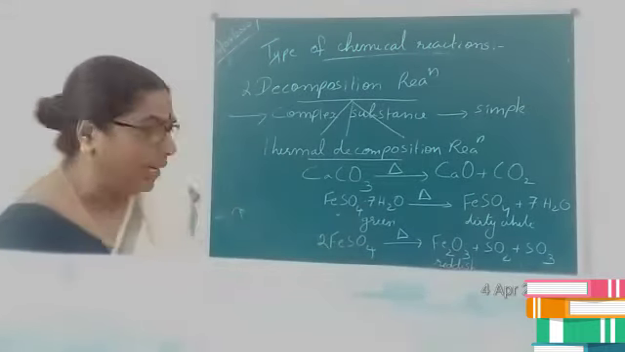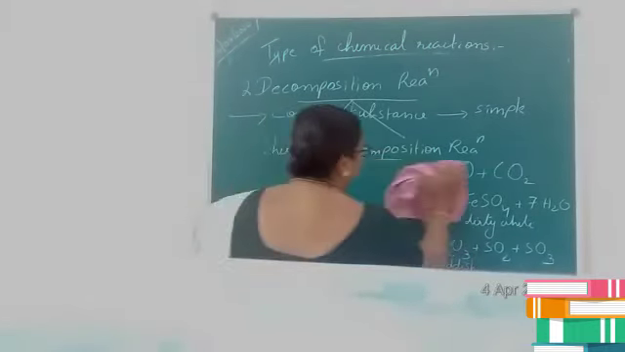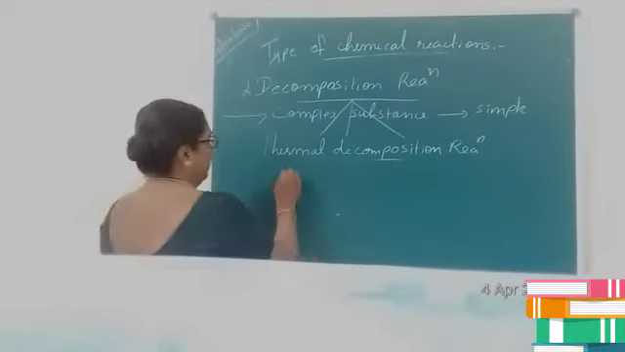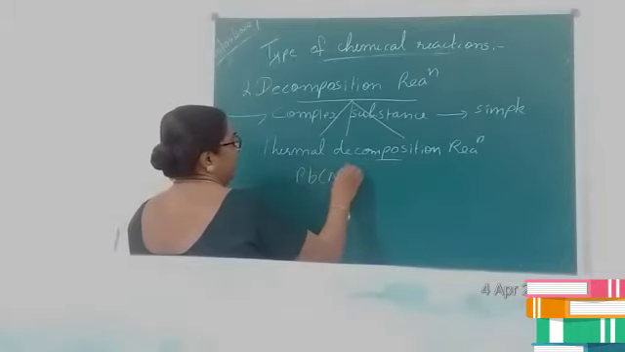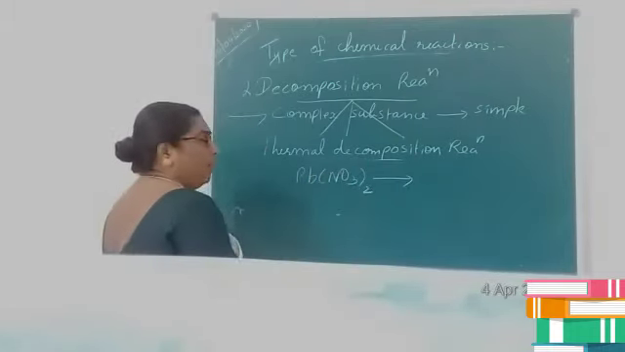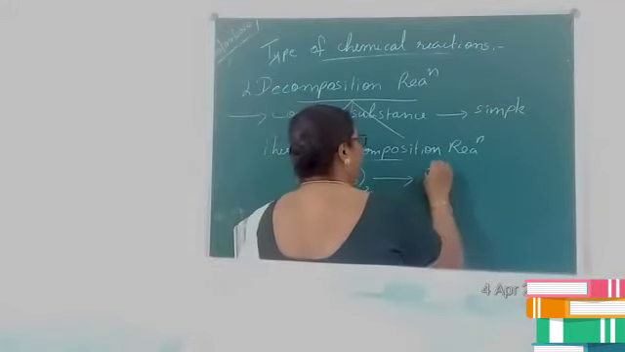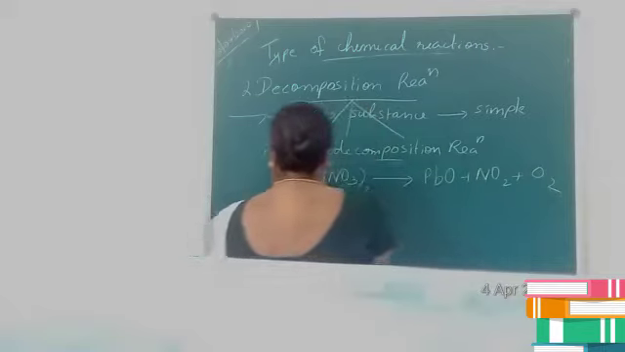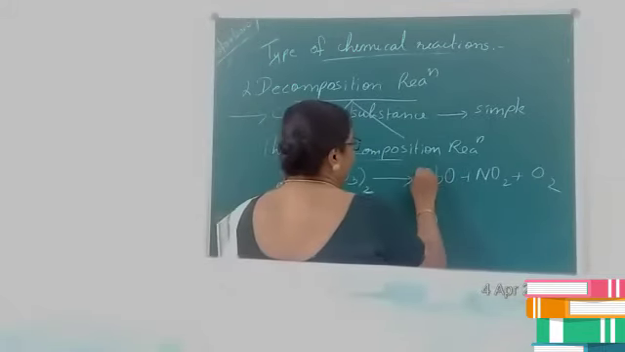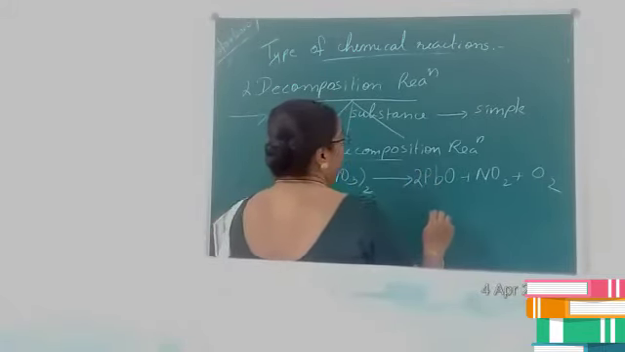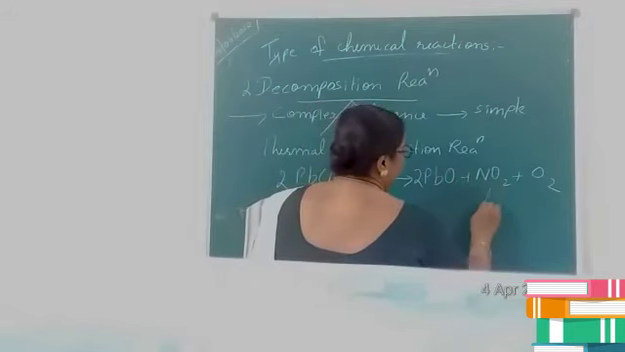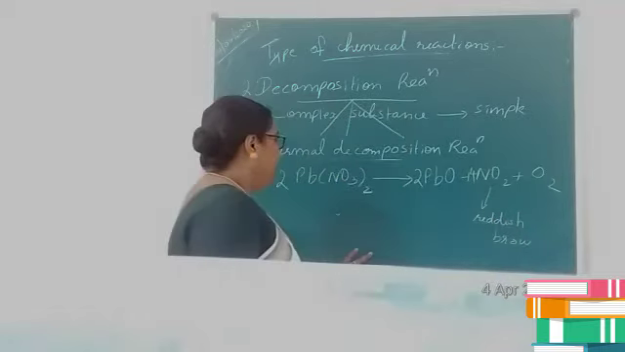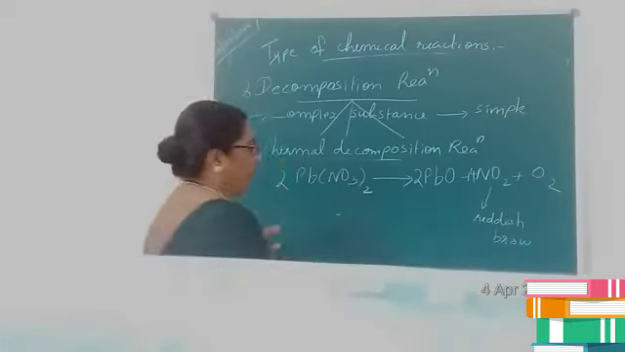Is it clear? Now let us consider one more example for thermal decomposition reaction, that is decomposition of lead nitrate. Lead nitrate is white in color. On heating, it decomposes to form lead oxide, nitrogen dioxide and oxygen. Nitrogen dioxide has a reddish brown color.